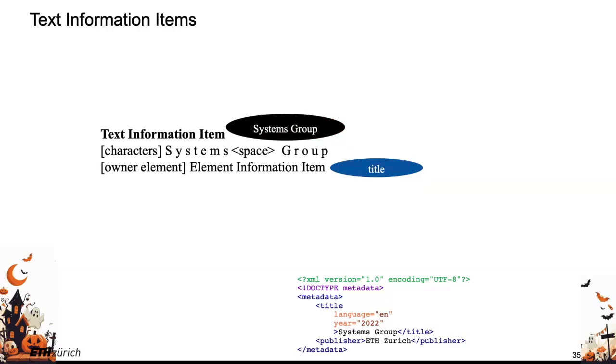The characters is just a string. It's a sequence of bytes, sequence of characters. So S, Y, S, T, E, M, S, space, and so on, right? I said bytes, I shouldn't say bytes. I should say Unicode code points or characters. And then the owner element is title, okay? And the same for ETH Zurich, which has these characters and these owner elements. For whom is this clear, right?